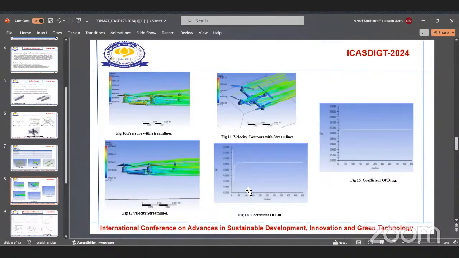Now, this is a graph of coefficient of lift and coefficient of drag. You can see that in figure number 14, the coefficient of lift is highly increasing after a lot of iterations in that CFD software. And in figure number 15, you can see the coefficient of drag. There is a simple constant coefficient of drag in the biplane configuration. It can show that there will be a decrease in drag when the UAV is in air.